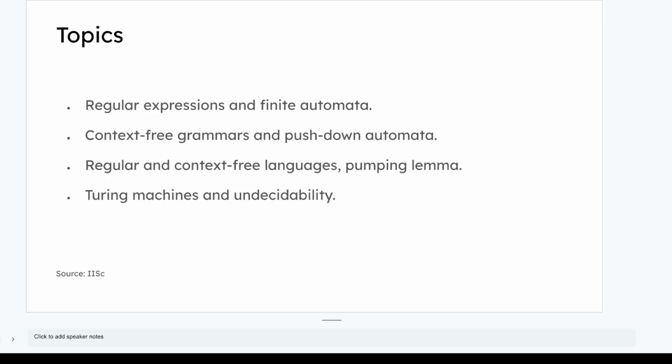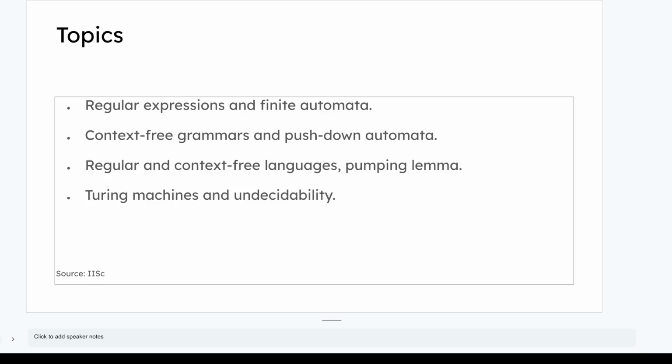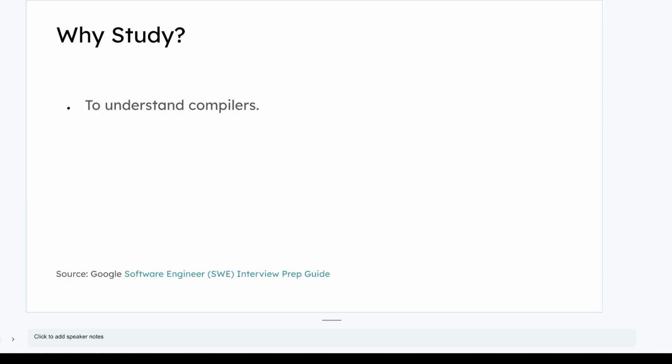Now, what are the topics that one has to cover at an undergraduate level? Regular expressions and finite automata, context-free grammars and pushdown automata, regular and context-free languages, pumping lemma, and most important, Turing machines and undecidability. Right. Now, why study this course? My one-line answer is to understand compilers.